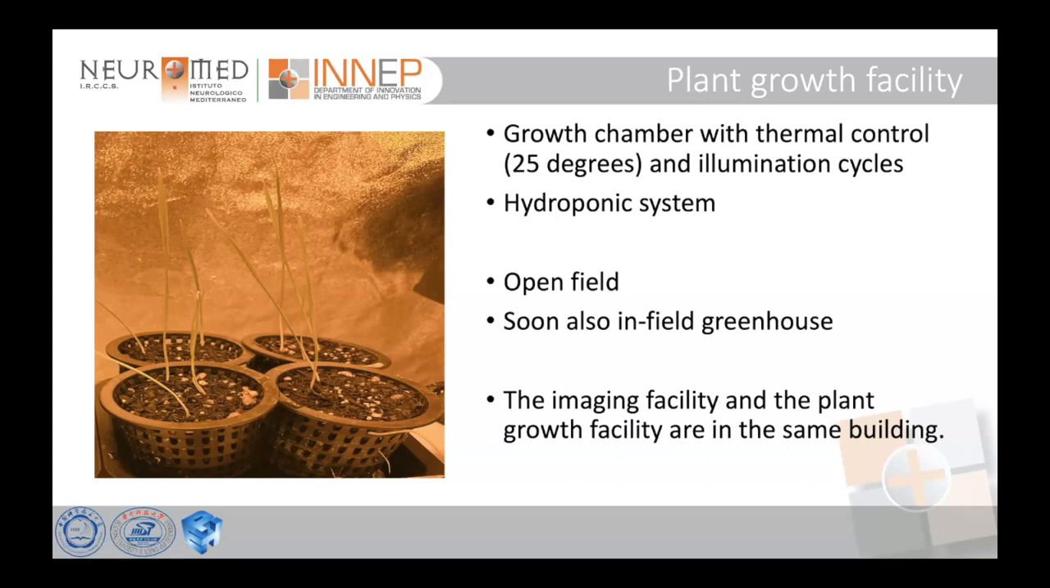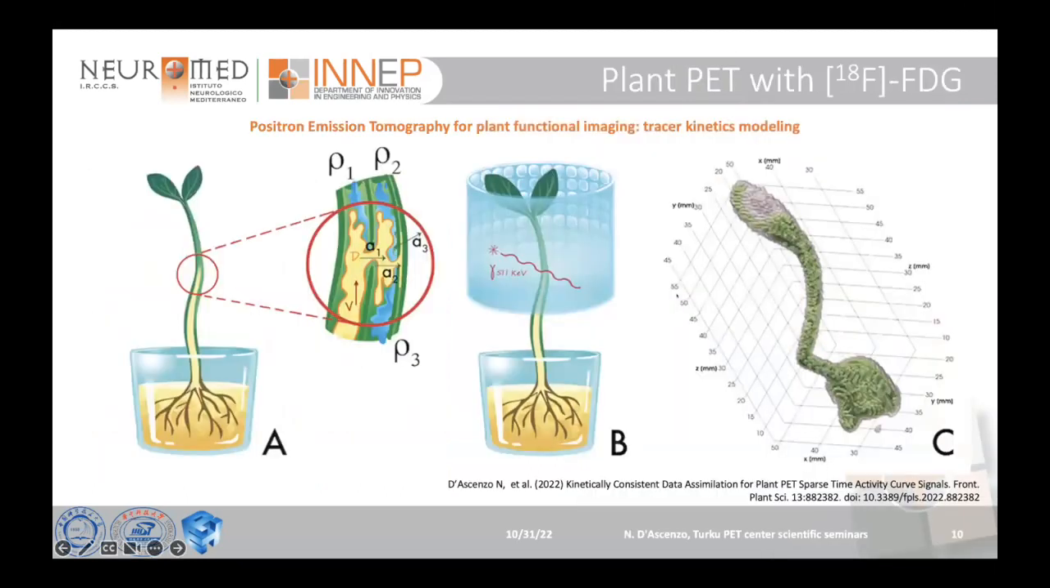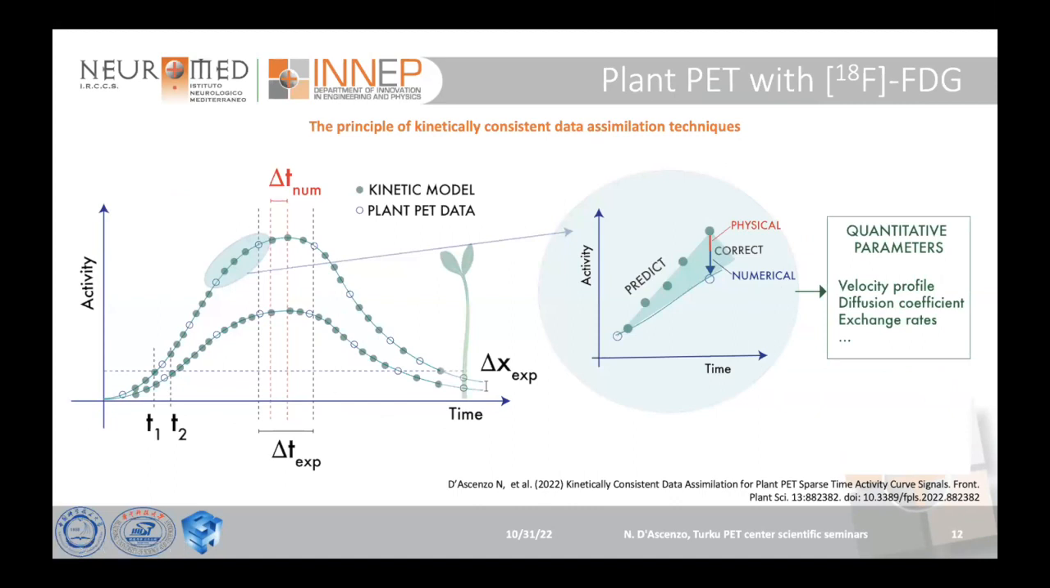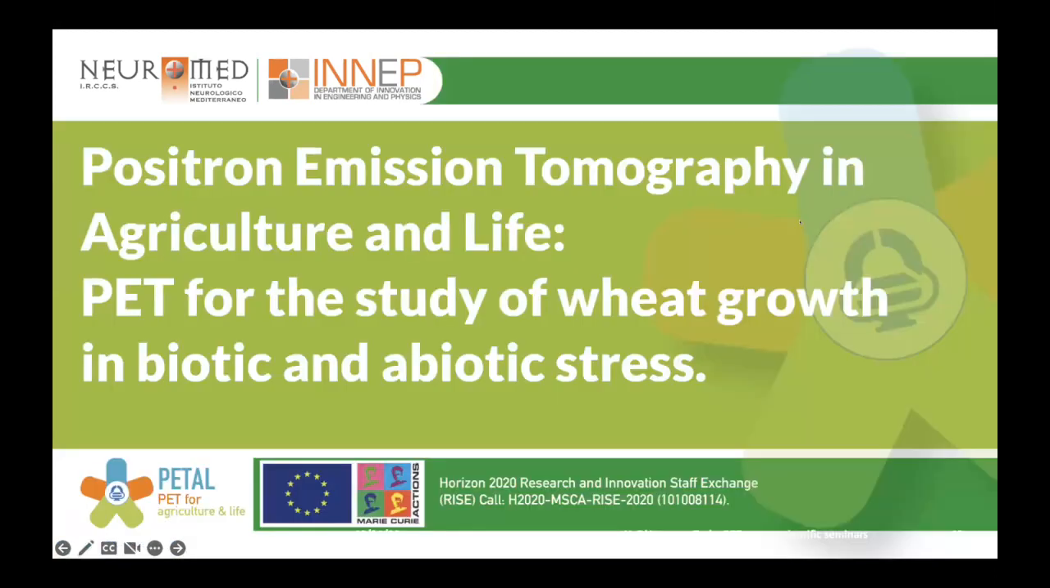This is how we built the facility, and users always give us positive feedback. As services, I go faster here. We also have image analysis and processing. It was not the case of Sarah, who was a very good user and can also do the analysis of the PET images, but often users cannot analyze the images or the data themselves. So we have an image processing and analysis service, with the algorithms that we developed to extract quantitative parameters such as velocity, diffusion coefficient, and exchange rates from the different plants.